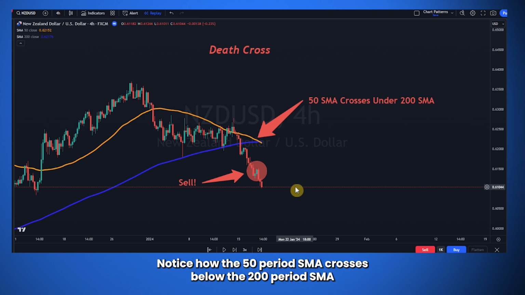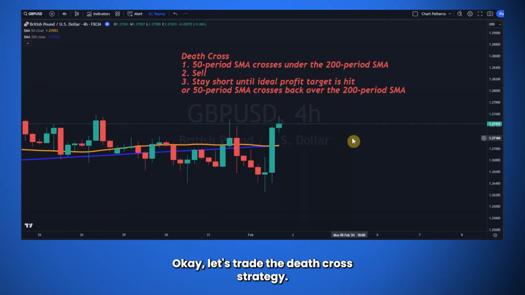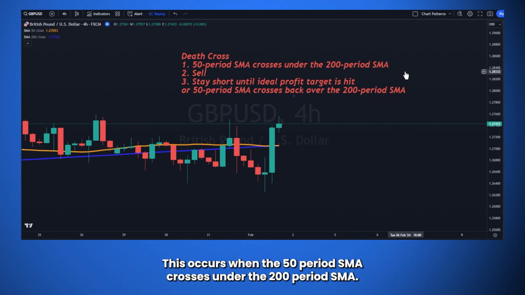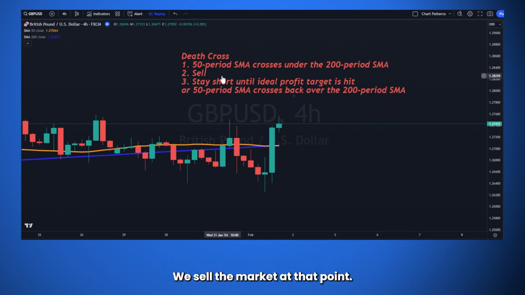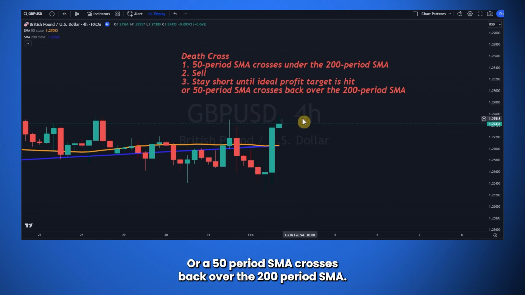Notice how the 50-period SMA crosses below the 200-period SMA and the market falls accordingly. Okay, let's trade the death cross strategy. This occurs when the 50-period SMA crosses under the 200-period SMA. We sell the market at that point, and then we stay short until our ideal profit target is hit, or the 50-period SMA crosses back over the 200-period SMA.